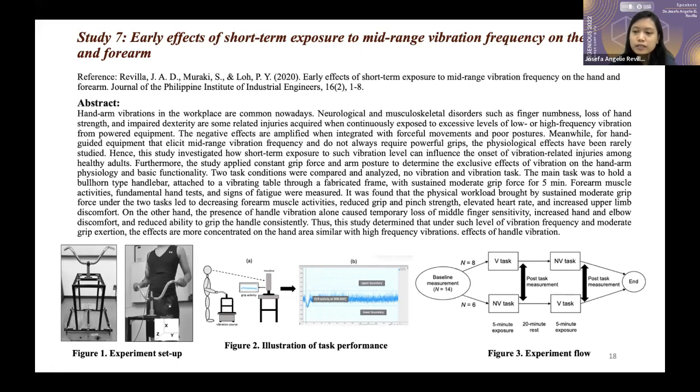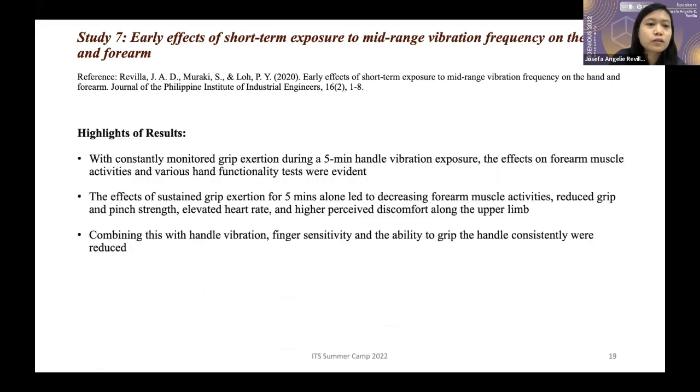Okay, so similar with study 6, there are 2 task conditions. First is without the presence of handle vibration, and second is with handle vibration. So to summarize the results, now with constantly monitored grip exertion during the 5-minute handle vibration exposure, the effects on forearm muscle activities and various hand functionality tests were evident. The effects of sustained grip exertion for 5 minutes alone led to decreasing forearm muscle activities, meaning tired muscles, reduced grip and pinch strength, elevated heart rate, and higher perceived discomfort along the upper limb. Now combining this with handle vibration, finger sensitivity and the ability to grip the handle consistently were also reduced.